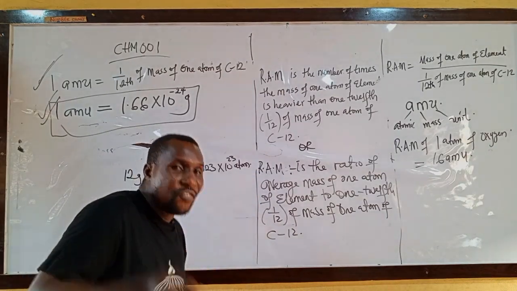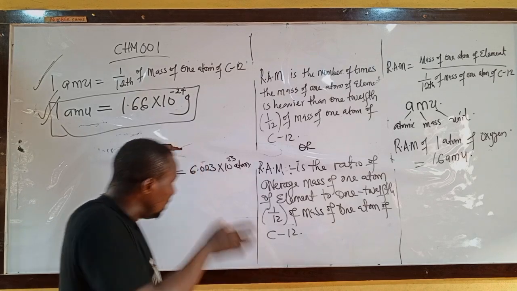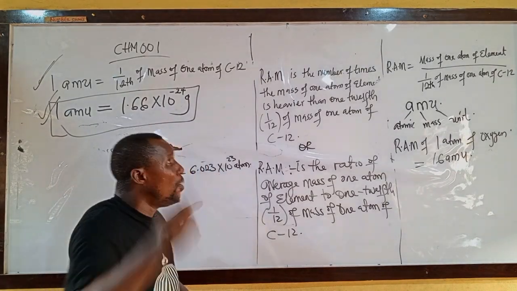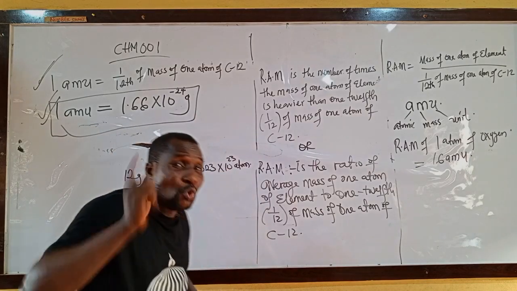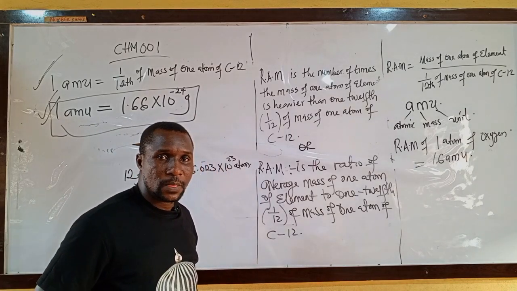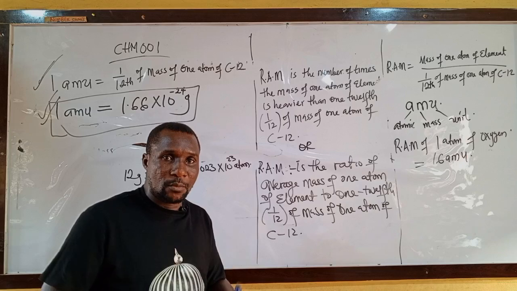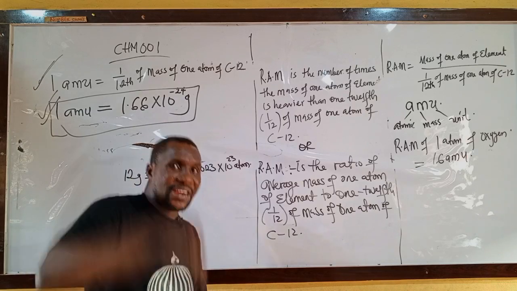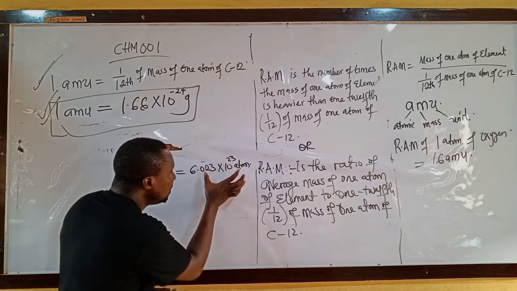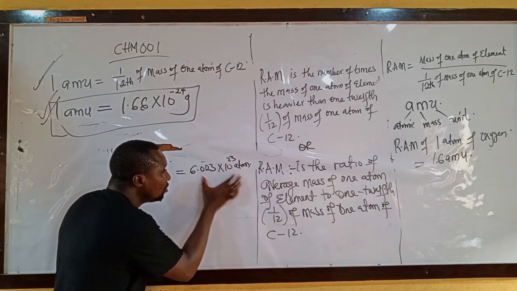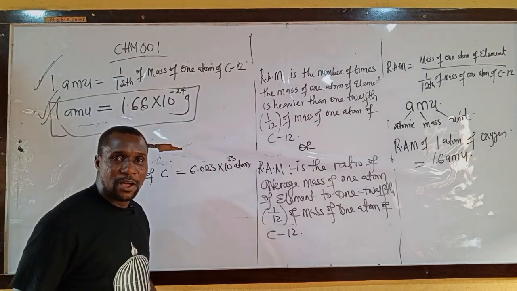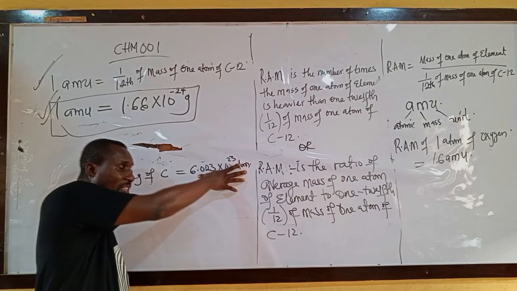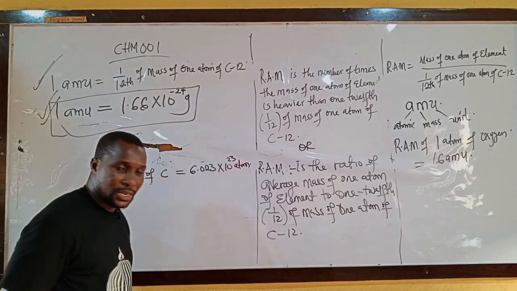In one mole of carbon atoms, this is the number of atoms that can be found. And one mole of carbon atoms contains what? 12 grams. Therefore, in 12 grams of carbon atoms, this is the number of atoms that can be found. That means 12 grams of carbon atoms contain this number of atoms. Let's move.